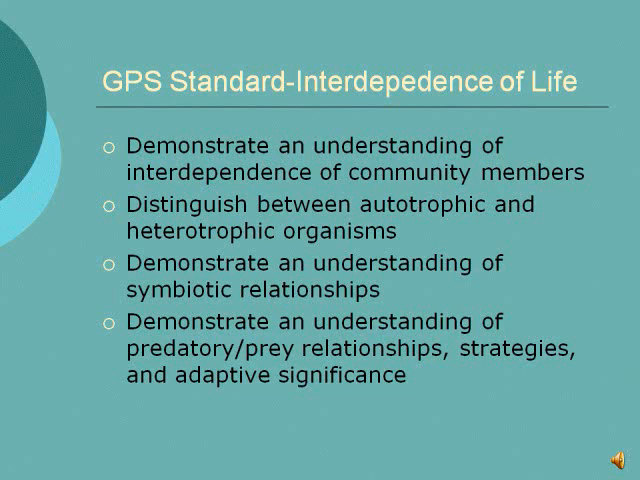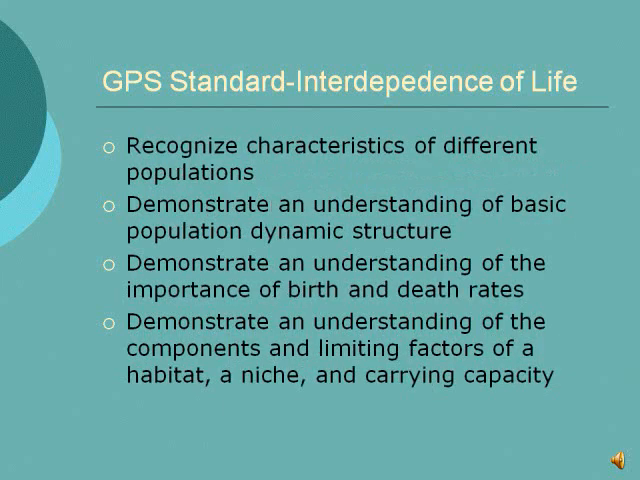Then we distinguished between autotrophic and heterotrophic organisms. Your autotrophic would be your producers, the vegetation and stuff like that that grows. Heterotrophic are the things that eat those. We demonstrated an understanding of symbiotic relationships. That was your commensalism, mutualism, and parasitism. We demonstrated an understanding of predator-prey relationships, strategies, and adaptive significance.